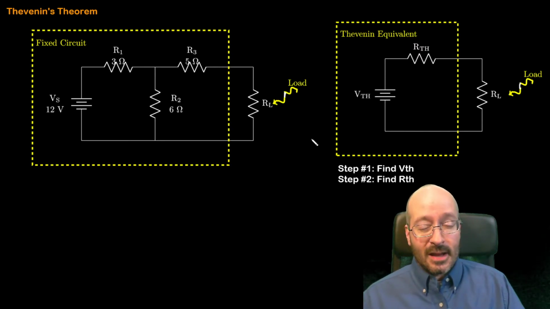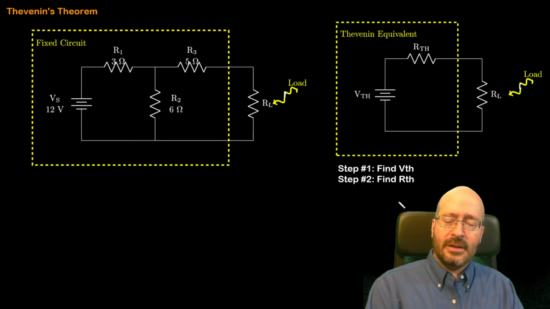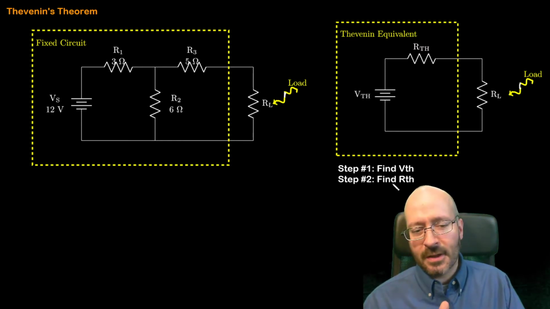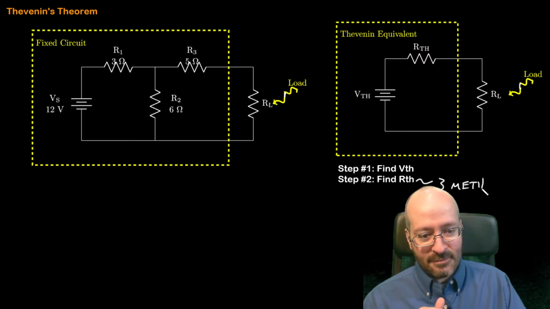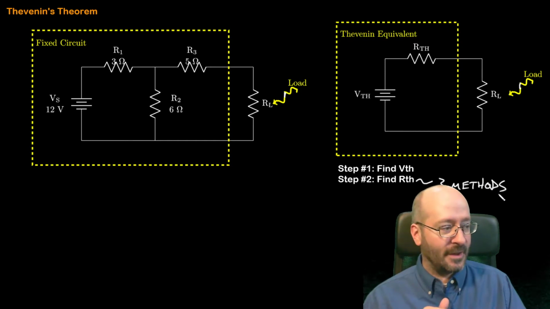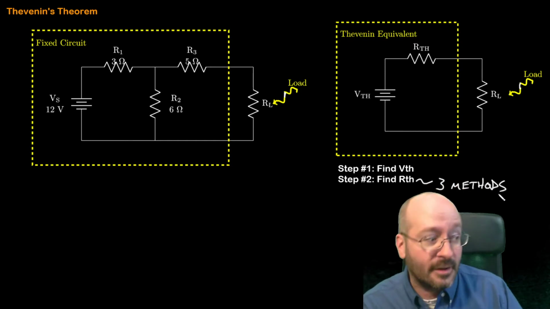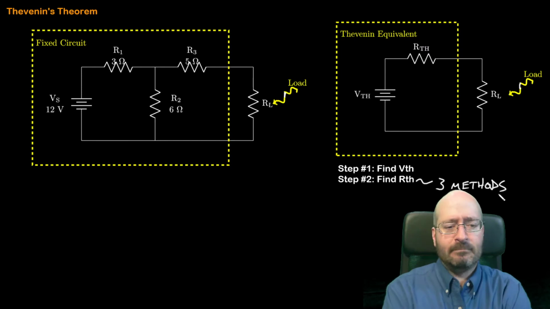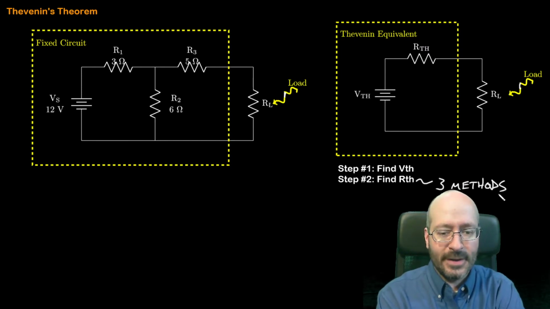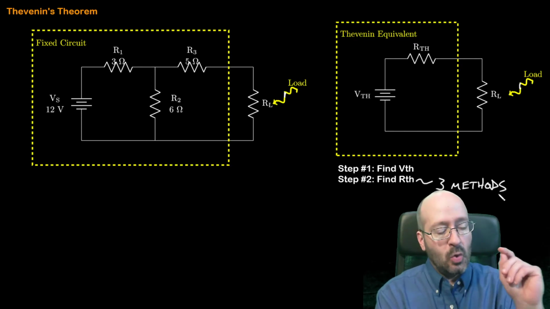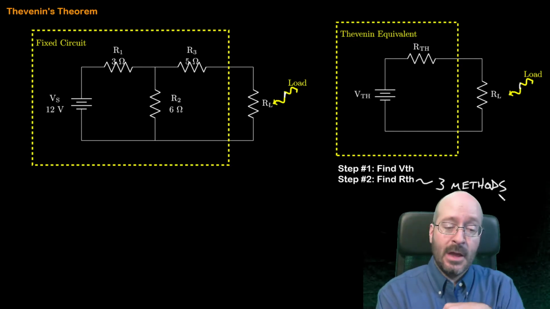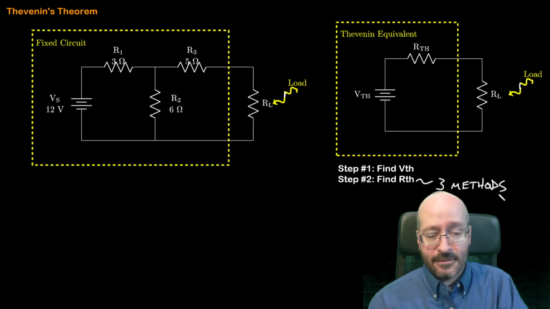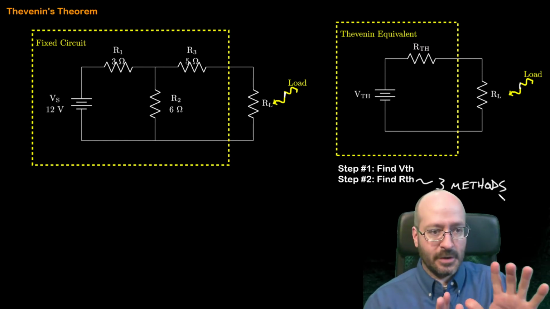So I'm going to break it up into 4 videos, and you're saying, hey, there's 2 steps, why not 2 videos? Well, that's because when you find the Thevenin resistance, there's actually 3 methods. Every year I have a debate on which one I would teach if I only had to teach you one. I think there's value in knowing all 3, and I'll tell you what that value is as we go through those videos. What I'm going to focus on in this video is step number 1. Find the Thevenin voltage for starters.